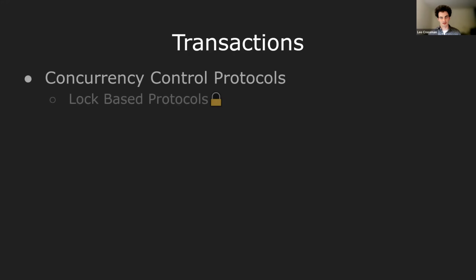The DBMS utilizes something called concurrency control protocols. Concurrency control protocols are what allow DBMSs to be as powerful as they are when it comes to handling queries for data. There are two types of concurrency control protocols, the first of which are lock-based protocols.